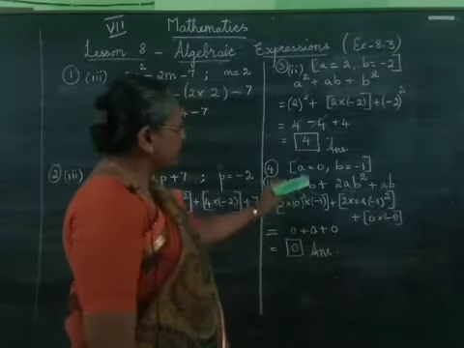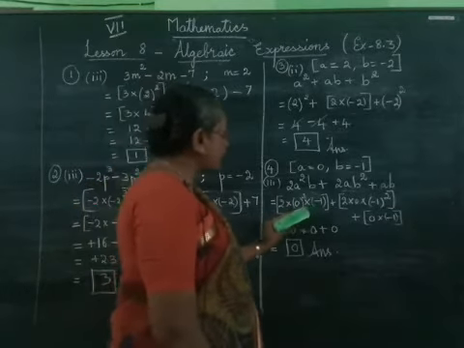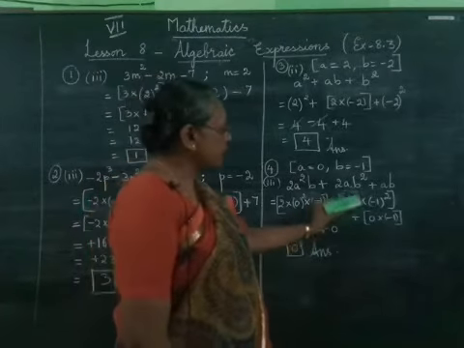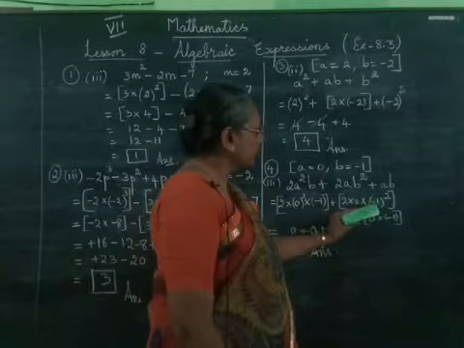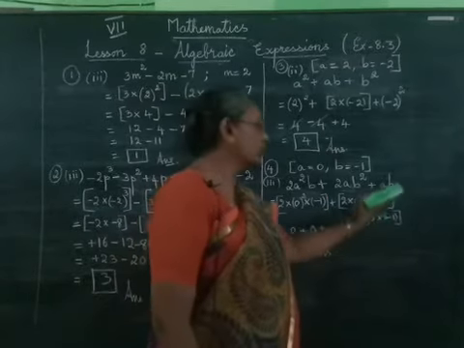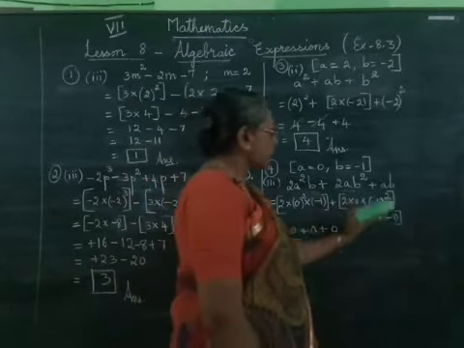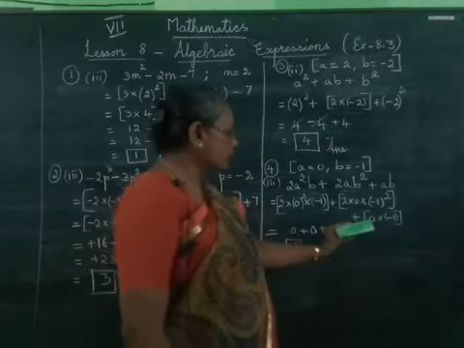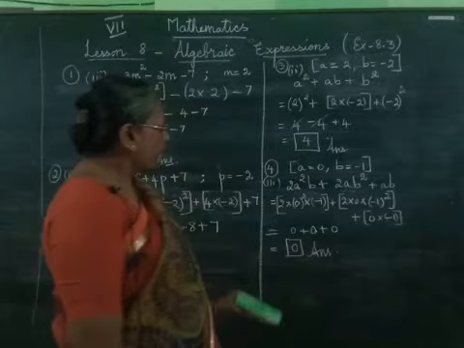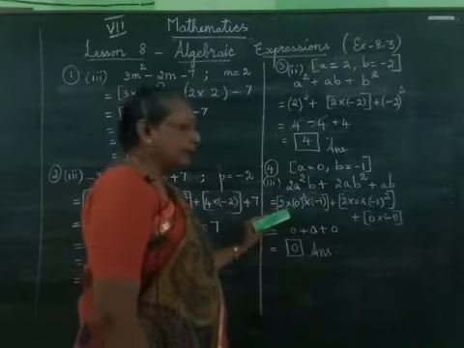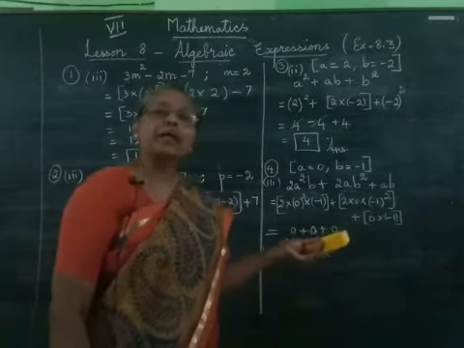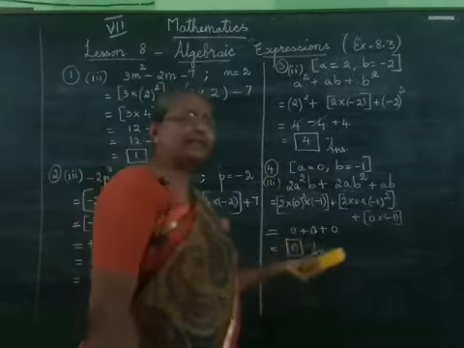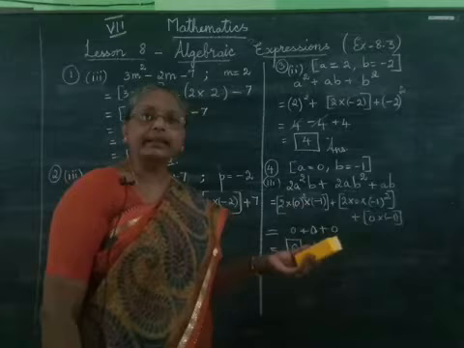2 into, in place of A, 0 square, into, in place of B, minus 1, plus 2 into 0 into, in place of B, minus 1, so minus 1 whole square, plus A is 0 into B is minus 1. So 0 into minus 1. Now, when we multiply any number with 0, it becomes 0. So, whatever number we multiply and how many times we multiply, it will only be 0.